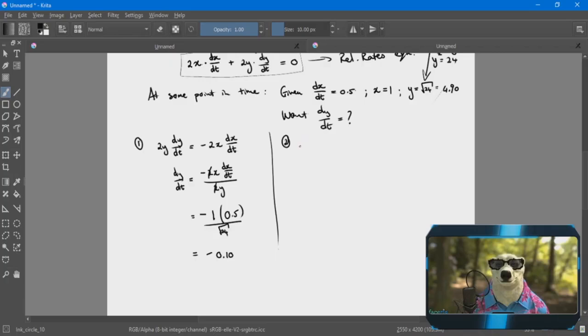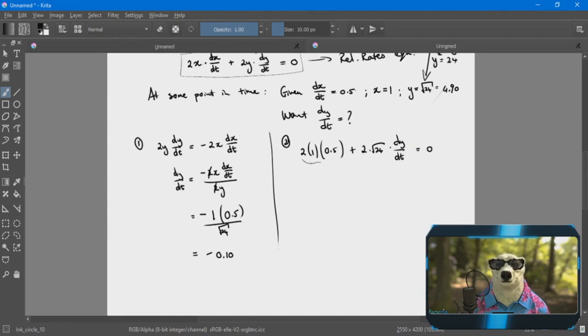Your other option is to plug in your numbers first. So I have my 2 in my related rates equation. I have x, which is 1 in this case. I have dx/dt, which is 0.5. I have a plus 2. y is root 24. And then I have my missing dy/dt equal to 0.